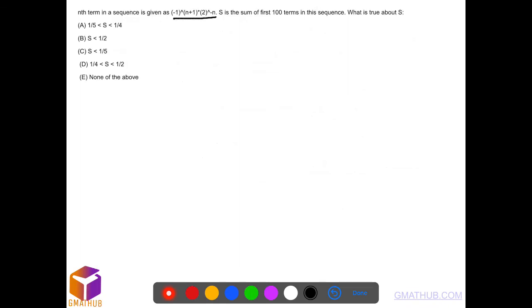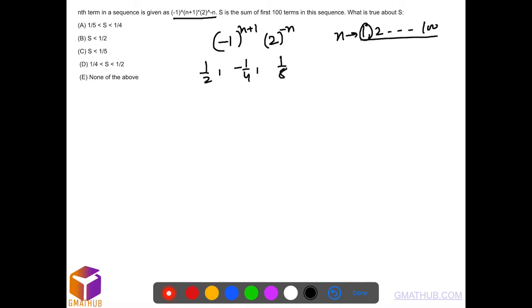In this question, every term is given by minus 1 raised to the power n plus 1, into 2 raised to the power minus n, where n is any integer from 1 to 100. For example, for the first term, we put n equal to 1 and so forth. In such a case, just write the first 5, 6 terms. It will be 1 by 2, minus 1 by 4, 1 by 8, minus 1 by 16, and so forth.